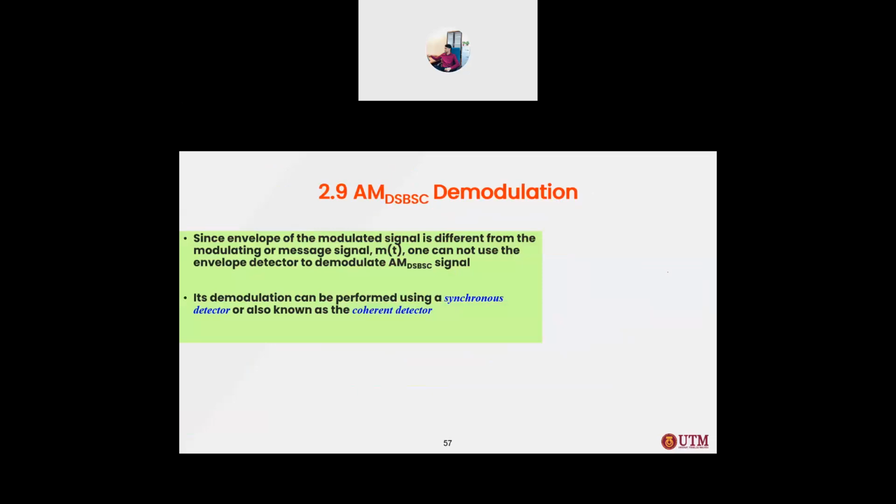Okay, the next is the double sideband suppressed carrier. We already suppressed the carrier, but how are we going to demodulate it, how are we going to receive our signal back?